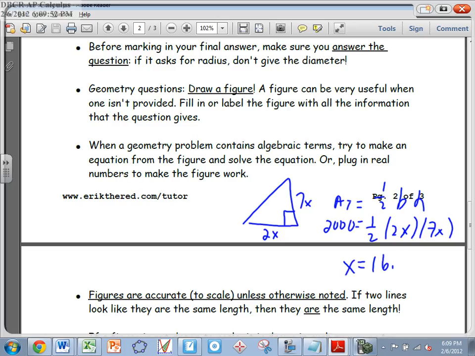Now, the problem's not done. If this problem, again, said find the length of the height, or find the length of the base, you've got to take this and plug it in there. Take 7 times that number, that'll give you the height.